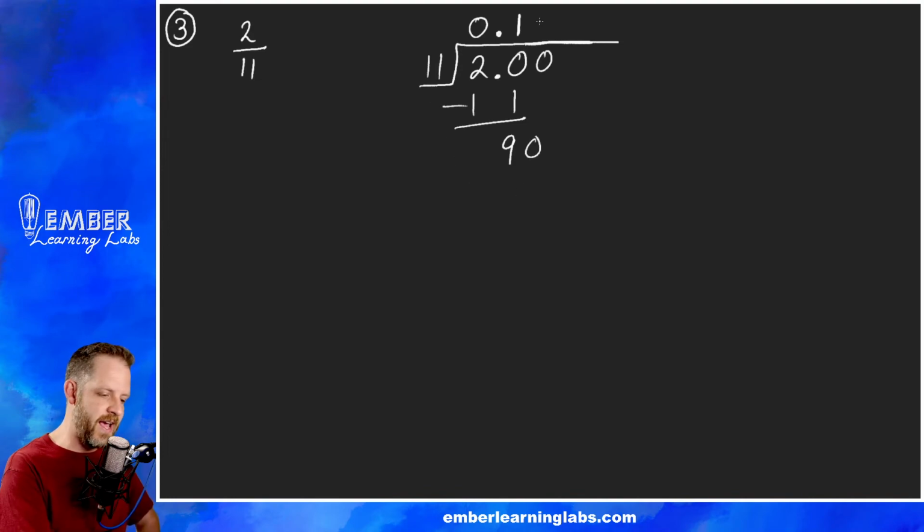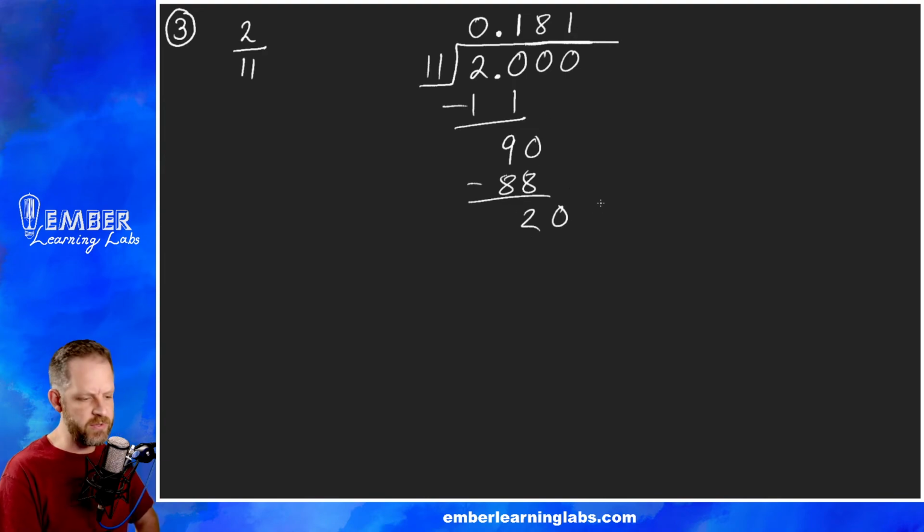11 goes into 90 8 times. 8 times 11 is 88. And then we get 2. 11 goes into 2, 0 times. 2 is not 0. We're going to add another 0 and bring that down. 11 goes into 20 once.